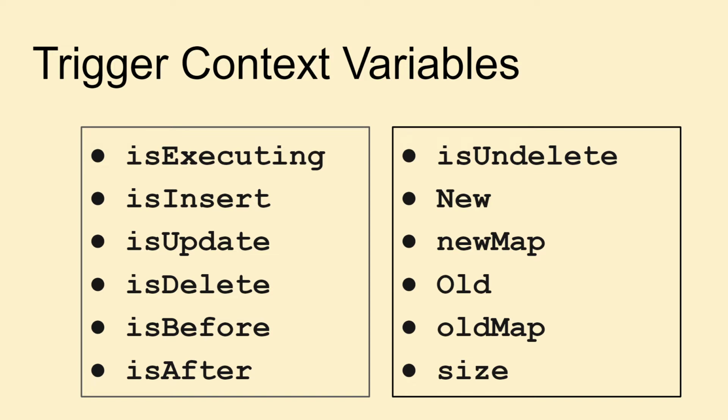If we have to check if a particular trigger is invoked while inserting a record, we use the isInsert context variable. The value of isInsert will be set to true at that time if that particular trigger is invoked while inserting or creating a new record. For the definition, we will see in the next slide.